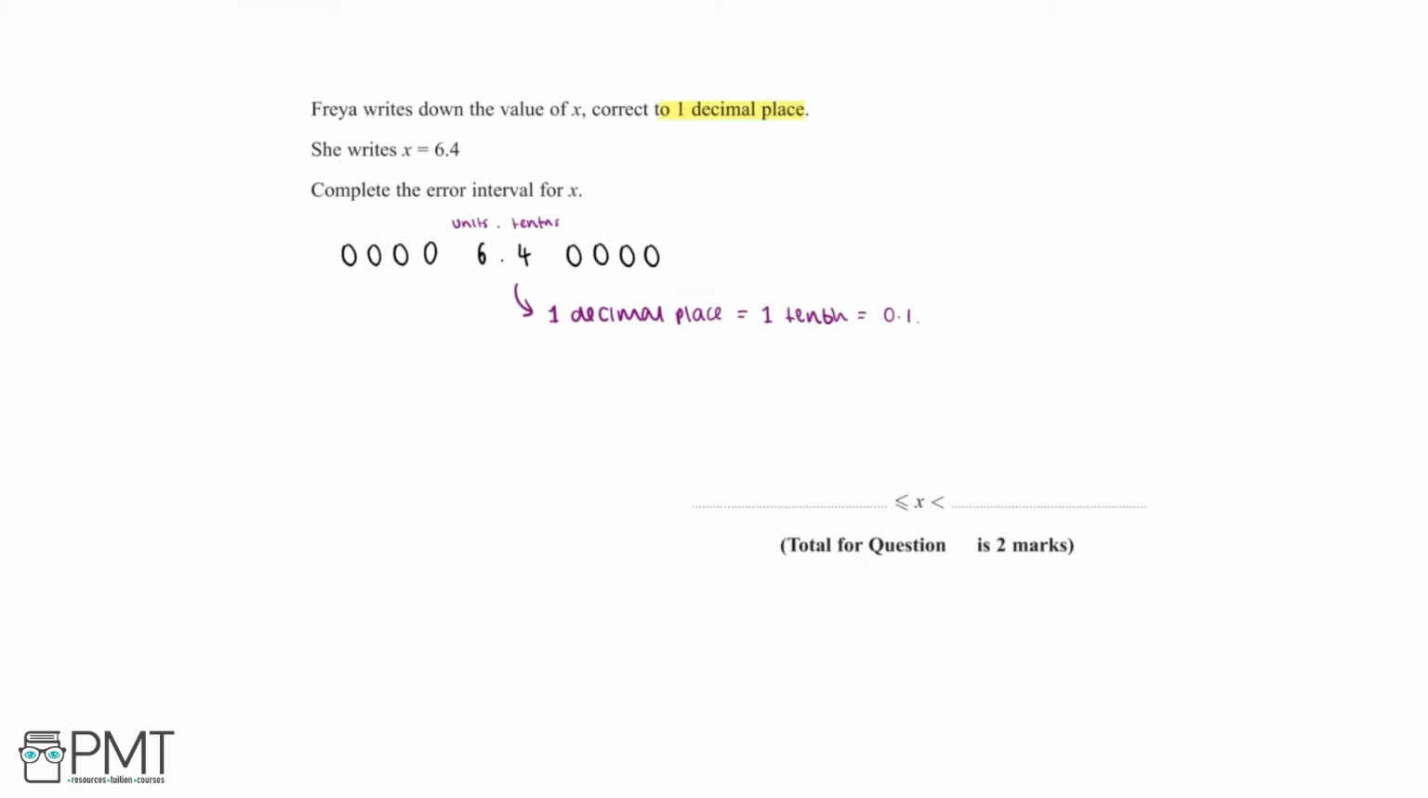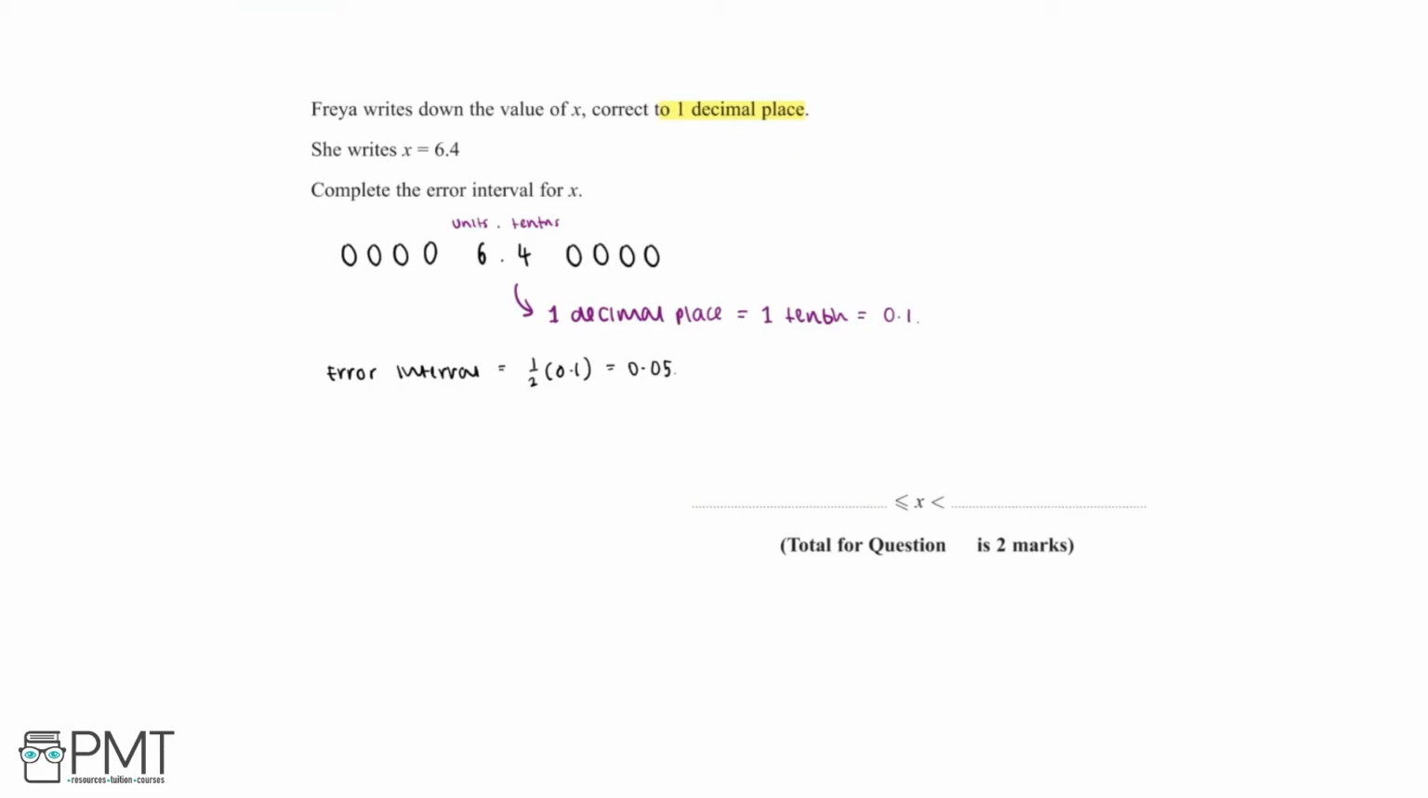To find the error interval for x, we need to find half of the place value. We said that the place value is equal to 0.1, and so half of 0.1 would be equal to 0.05. And so because we've rounded to 1 decimal place, the error interval would be 0.05 on either side of x. X is equal to 6.4.